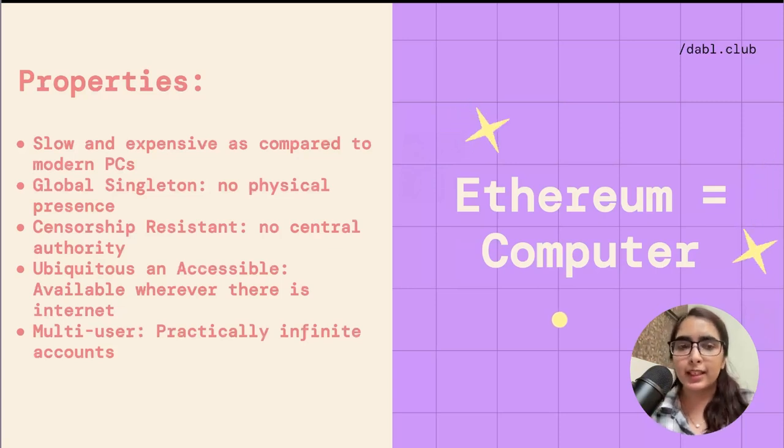It is not like AWS, where if you deploy your server on AWS, you can turn the server down and then your app is not working. Nothing like that. It doesn't have a central server, so if you deploy something on Ethereum it will not be shut down and it will basically be there forever. So the other properties are very simple. It is accessible wherever there is internet, so anyone, at any point of time, can access Ethereum, and it is multi-user. That means we can have practically infinite users on Ethereum.